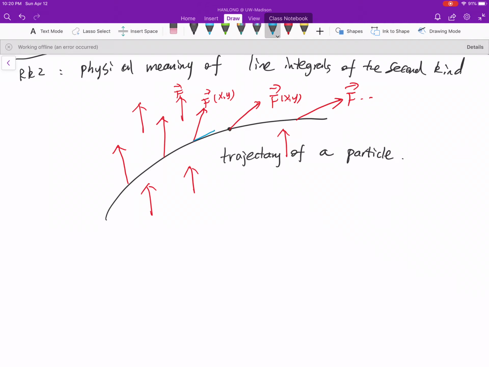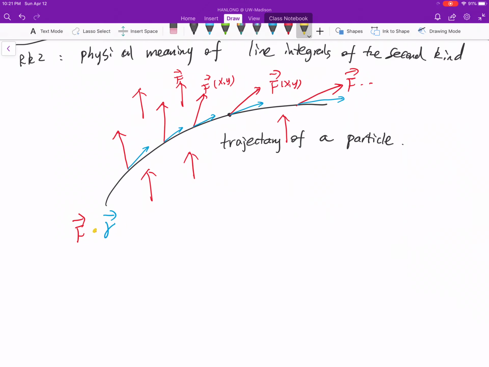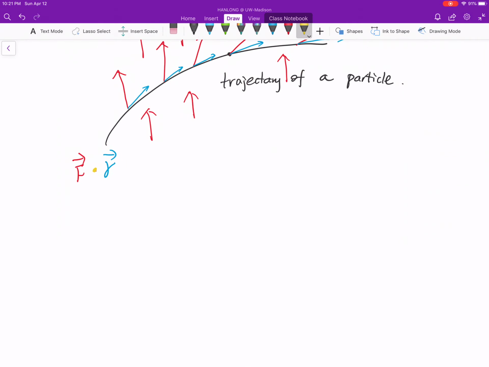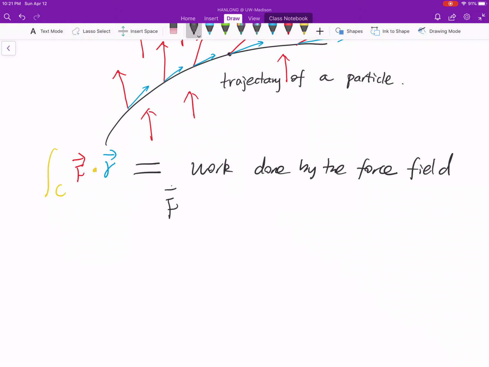And then what is r prime? Recall this is a tangent vector. So you always do the dot product, F dot r prime. So when you do integration, this actually is the work done by the force field F along C. Okay, and probably I will stop here at this moment. Next time we will do more examples.